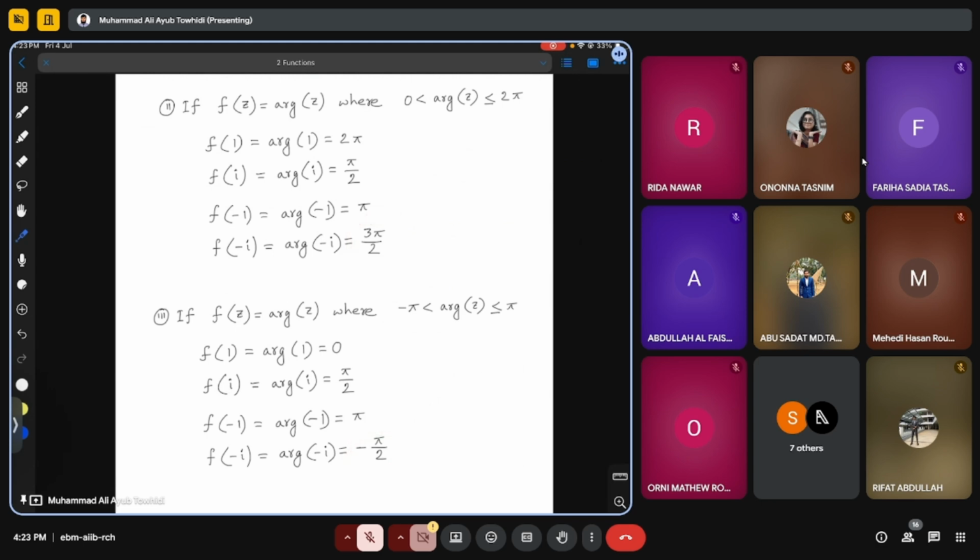If there is no range, then yes, both of them are the same angle. But if I mention any range, you have to carefully look at the range. If it is between minus pi and pi, the angle will be minus pi by 2. But if it is between 0 and 2 pi, it will be 3 pi by 2. Because minus pi by 2 is not within this range, and 3 pi by 2 is not within this range.